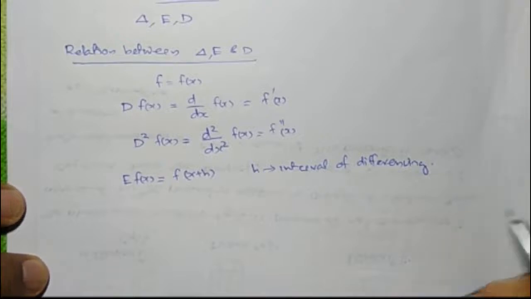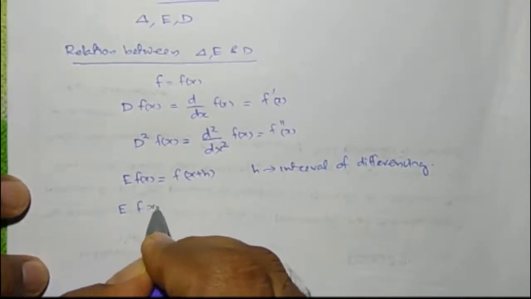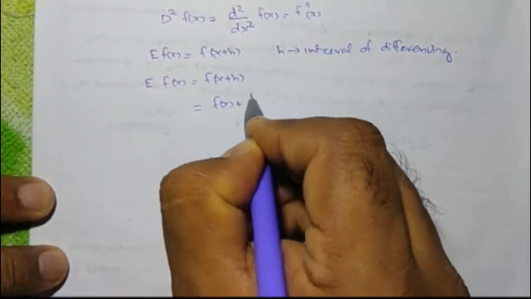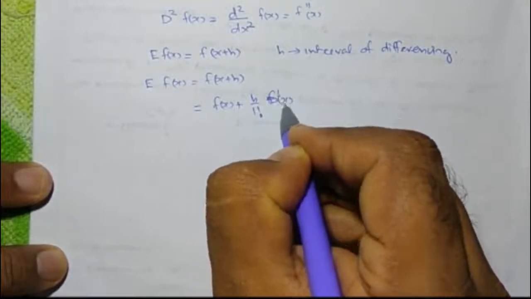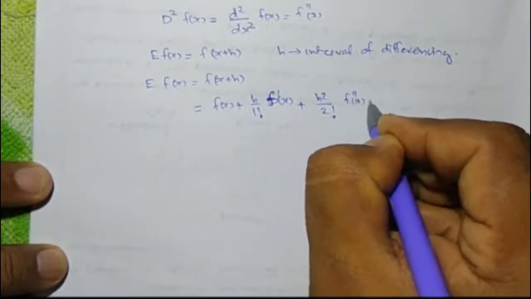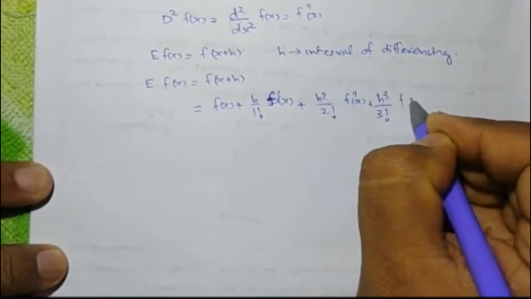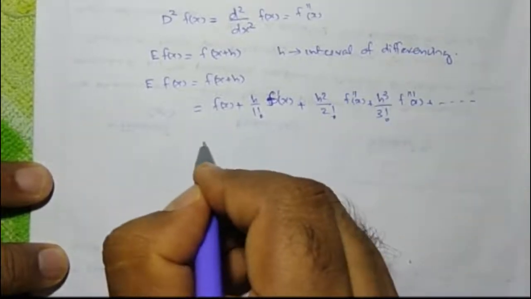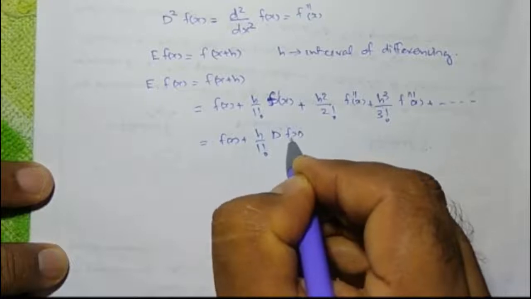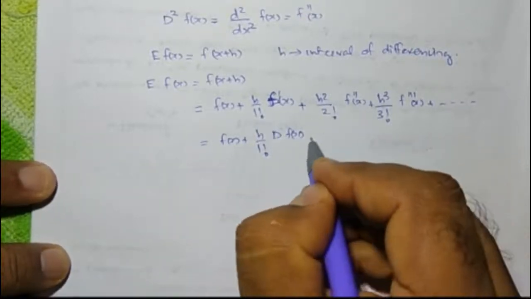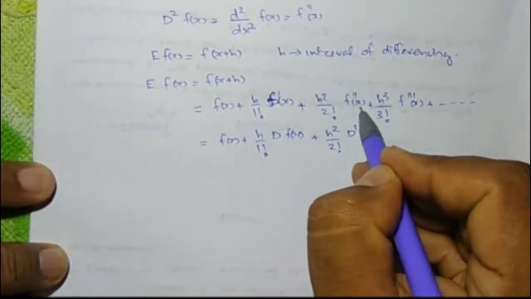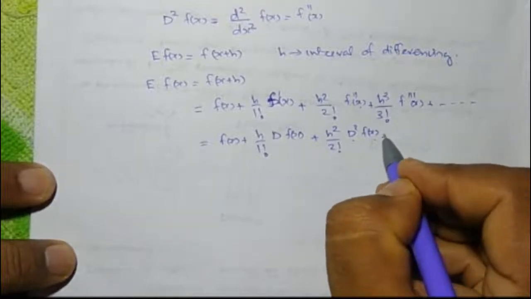We may rewrite the above equation using the Taylor series method, like E f of x equal to f of x plus h equal to f of x plus h by 1 factorial f prime x plus h square by 2 factorial into f double prime x plus h cube by 3 factorial into f triple prime x plus etc. This is equal to f of x plus h by 1 factorial into D f of x, where f prime x could be written as D f of x, plus h square by 2 factorial into D square f of x, where f double prime x is rewritten as D square f of x, plus etc.